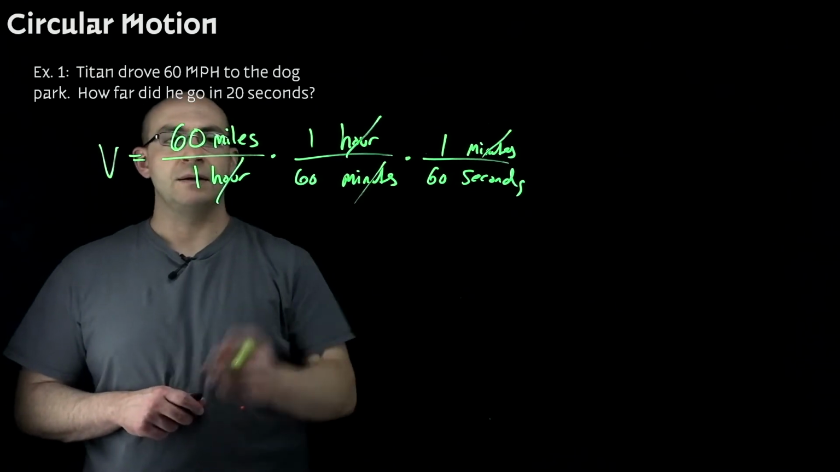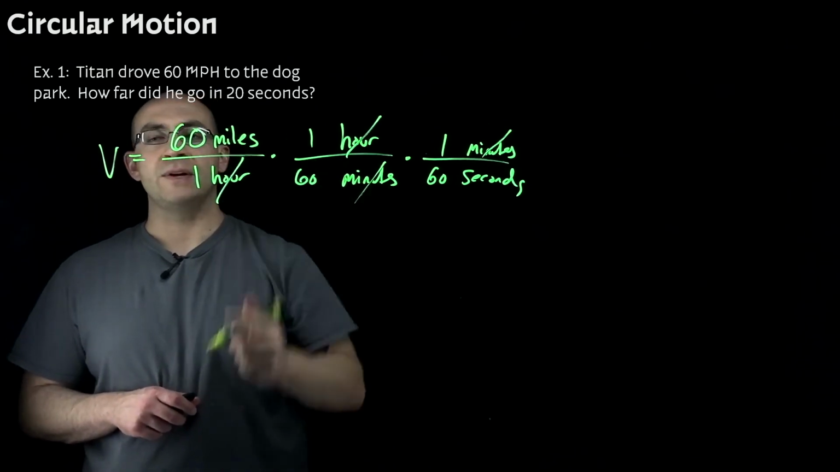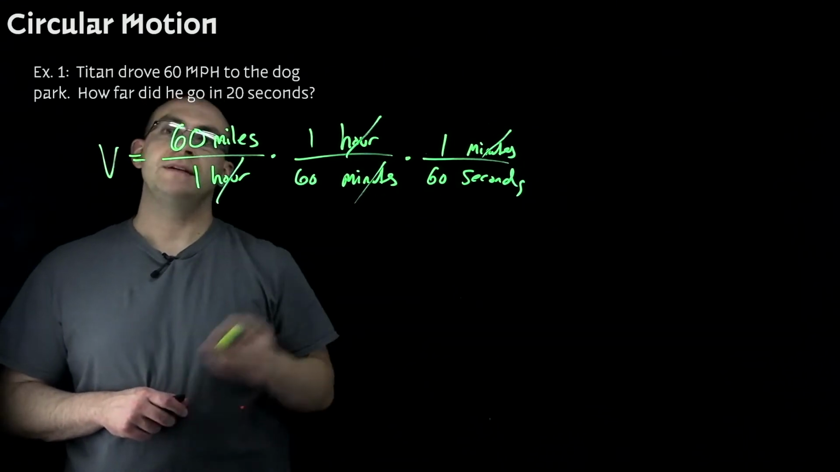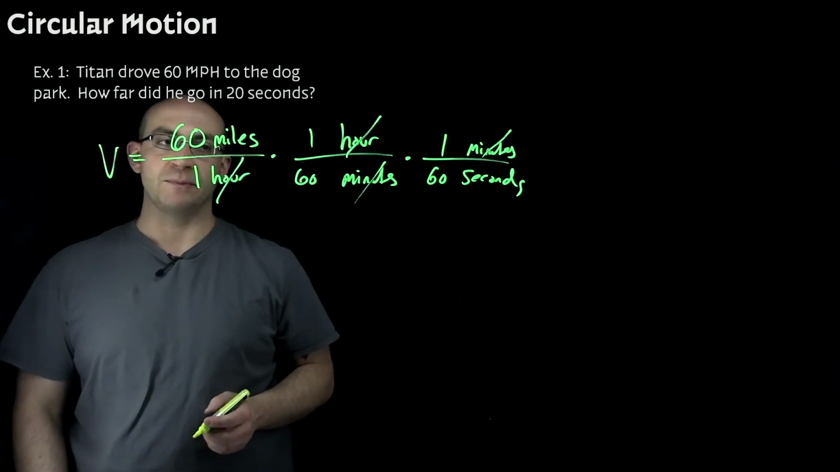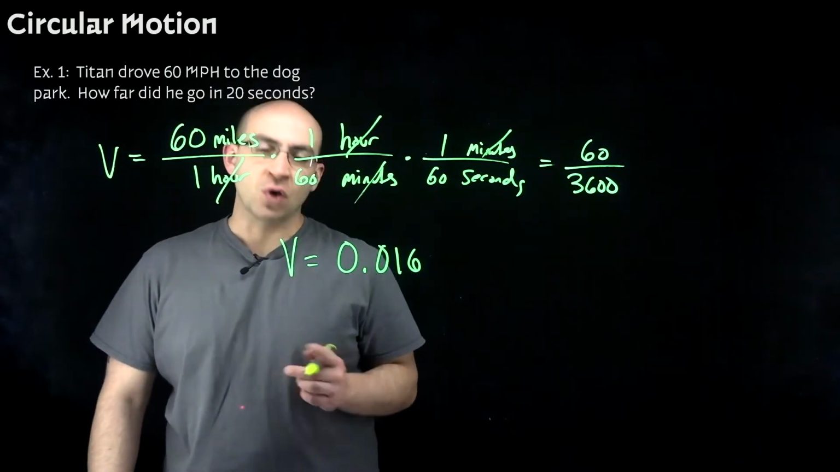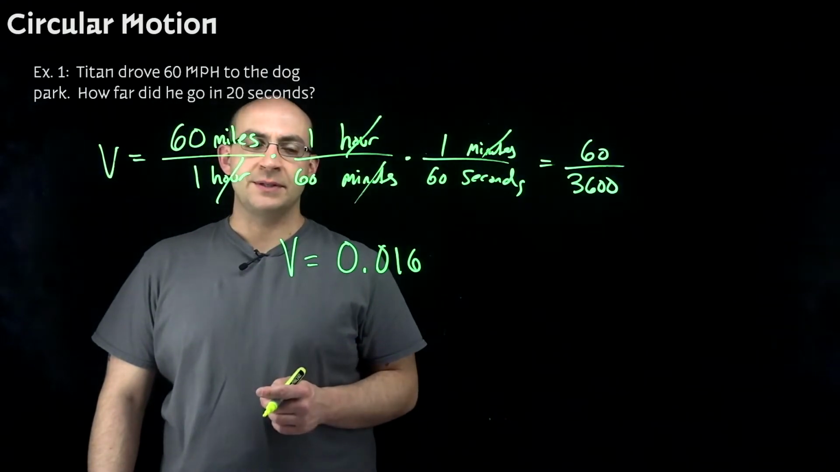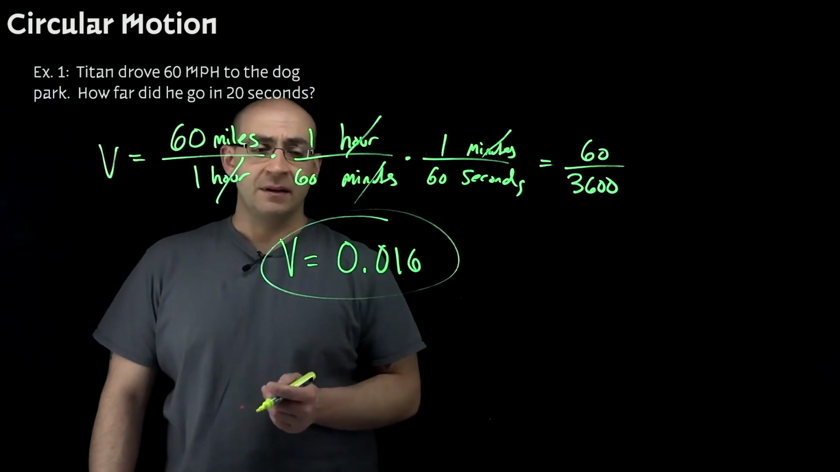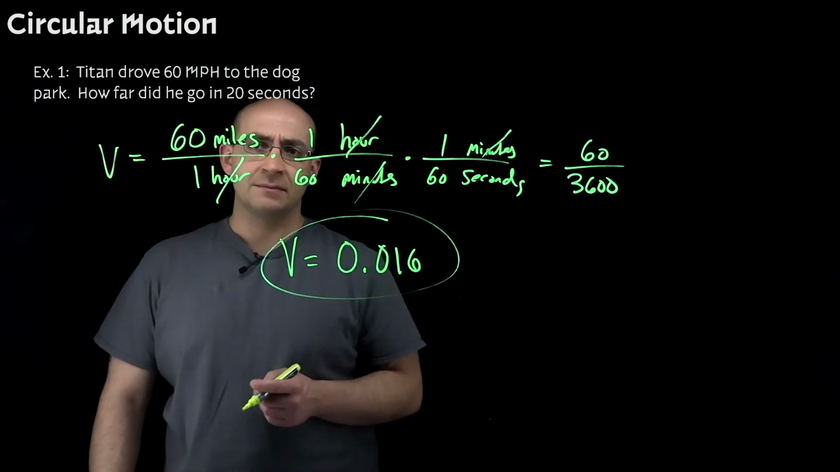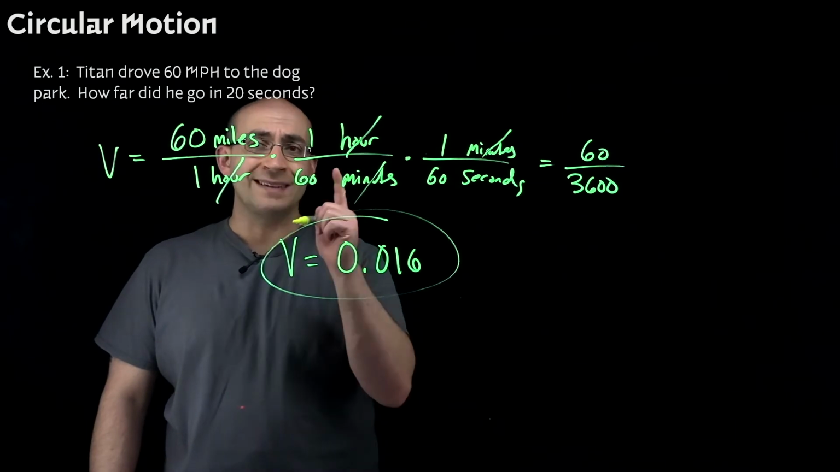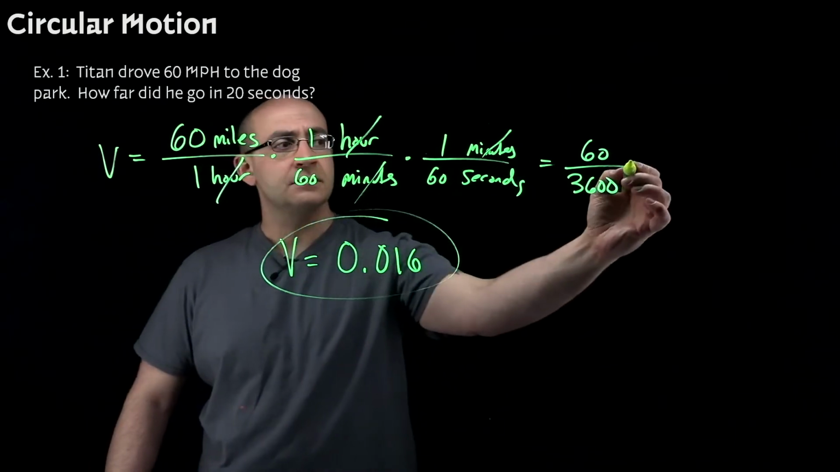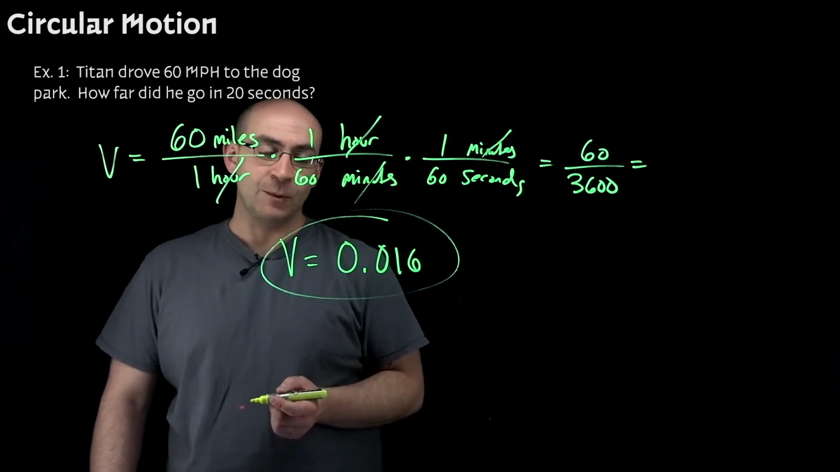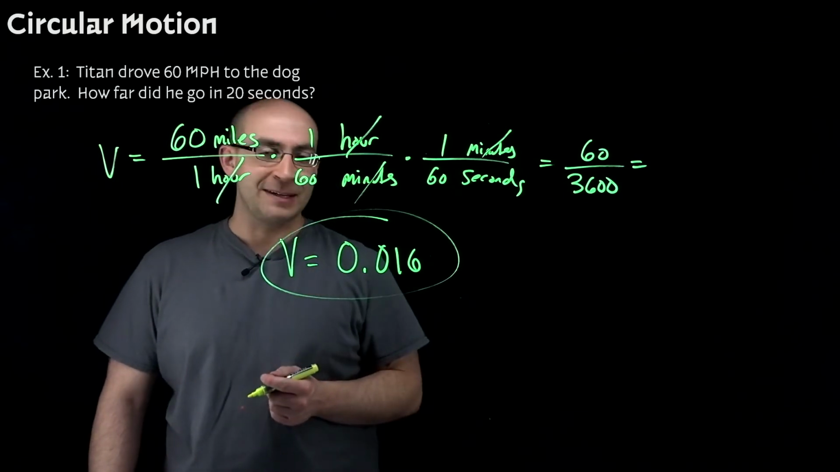And now I'm left with what I want, miles over seconds, because I want to know how far he went in 20 seconds. See where we're going? So we're going to multiply across, and then we're going to divide to get a nice easy number and see where we go from there. We're almost there. The second part of this problem is we have to represent what we want. This velocity or speed is 0.016 miles per 1 second, because that's what we have here when we simplify the fraction. But I don't want to know how far Titan went in 1 second. I want to know how far he went in 20 seconds.